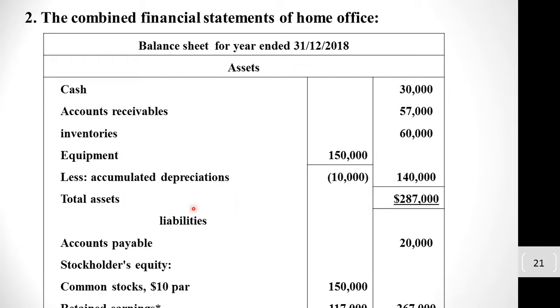Then move to the liabilities. We have accounts payable for 20. We have stockholders' equity: common stock and retained earnings. You're gonna get the retained earnings from the retained earnings statement. Add all these together to get the total liabilities and owner's equity for 287,000. By this, you have done and prepared the combined financial statements for the home office, and all these from the combined column from the working paper.